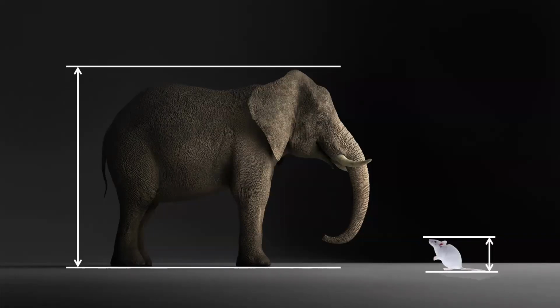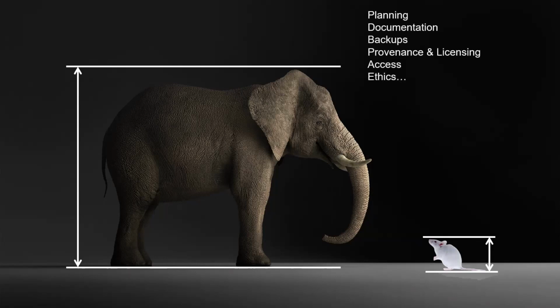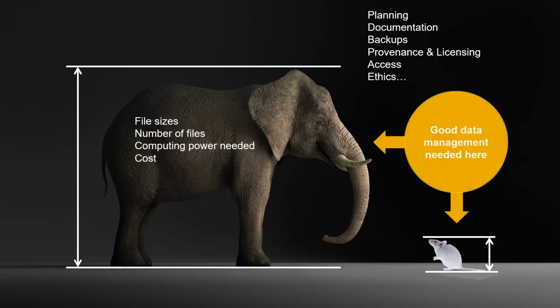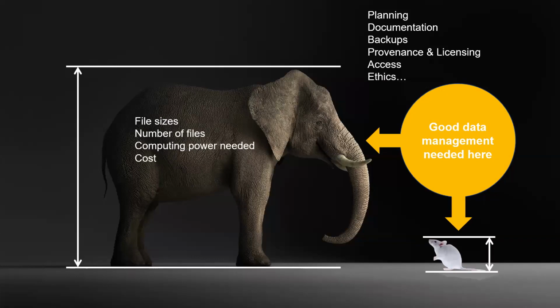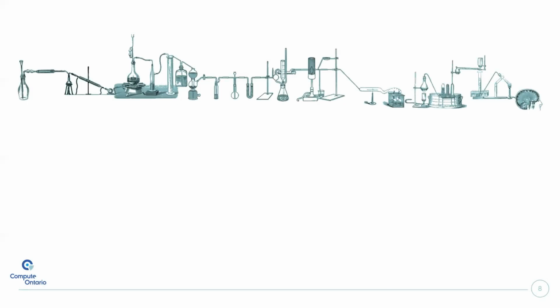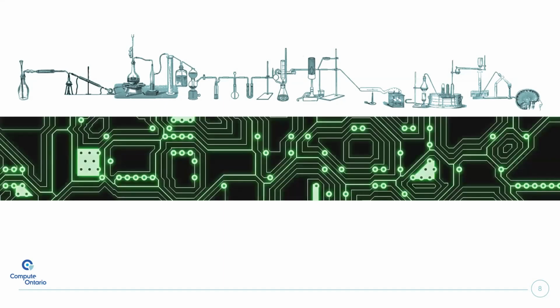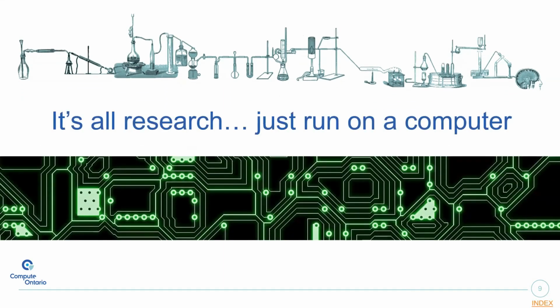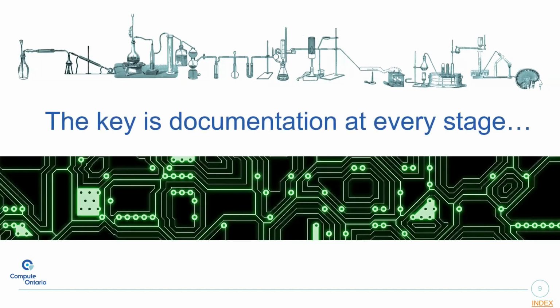Research data management issues of common interest include planning, documentation, backups, licensing, access, and ethics. Challenges that are perhaps more particular to high-performance computing include the questions of file sizes, numbers of files, computing power, and cost. Ultimately, though, regardless of the size of your data or the power of your computing, it's still a good idea to manage your data well. And fundamentally, it's just research, whether it's running on a lab bench with test tubes and beakers or running on high-performance computers. The key is having good data documentation at every stage.